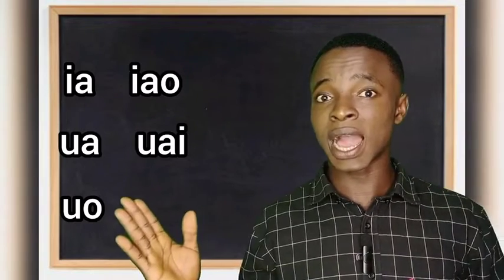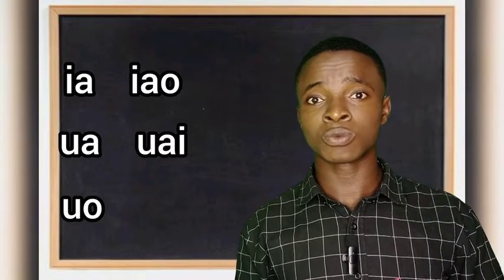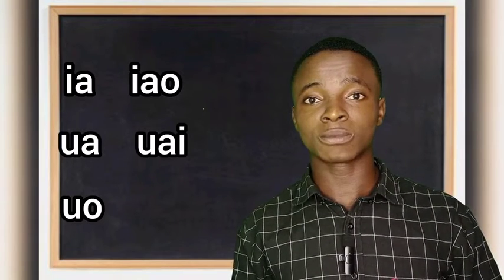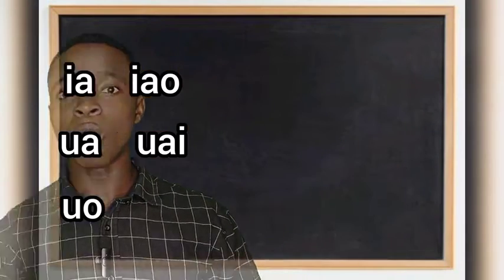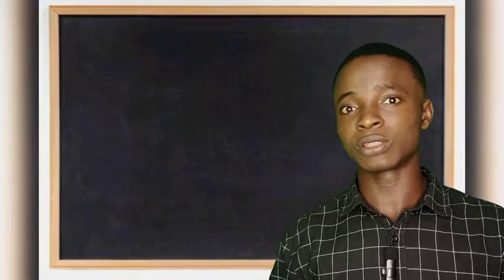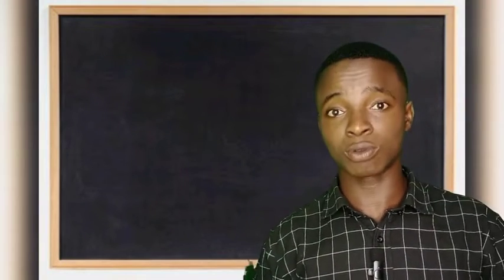In today's video, you are going to learn how to pronounce another 5 finals of the Chinese language, which are ya, yao, wa, wai, wo. Before we proceed, I would like to introduce to everyone our spelling rules in the Chinese language.